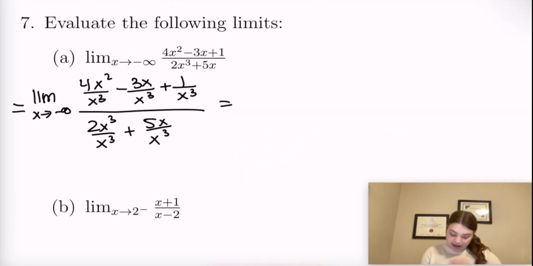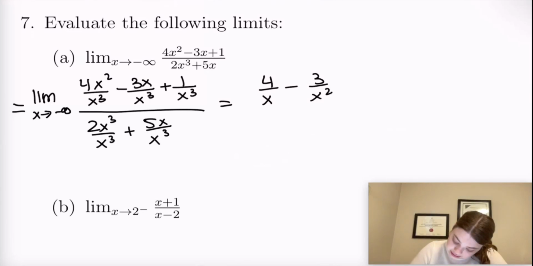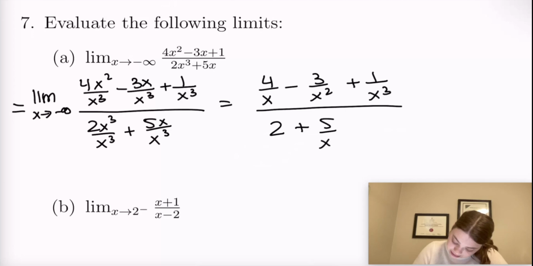Okay. And then we can cancel a lot of the stuff out, because here we're going to get 4 over x minus 3 over x squared plus 1 over x cubed, over 2 plus 5 over x squared. And then everything else goes to 0.